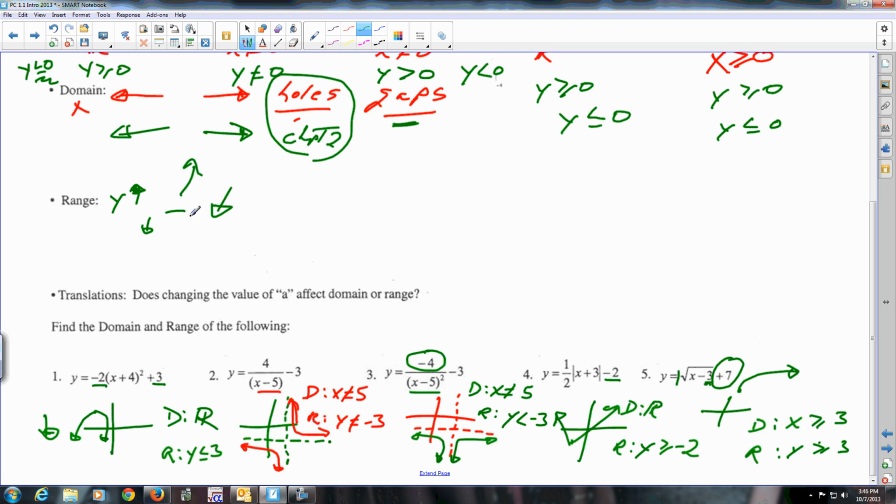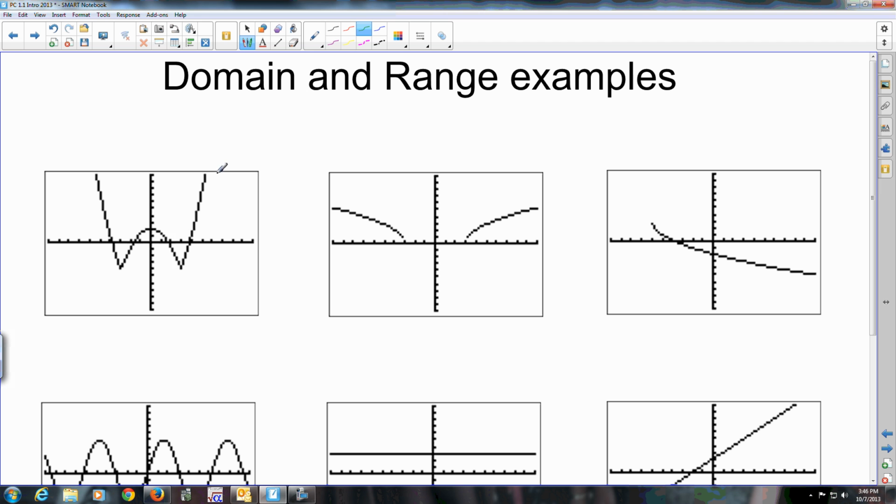Range, can you go as high as you want? Can you go as low as you want? And you ask yourself again, do you have any holes or gaps? Okay? Once you can see these graphs, once you can look at them, then you can find the domain and range. Looking at it here, for graphs that you don't know the equation, don't worry, you still use the same 2 descriptions or the same 2 tests to find it.